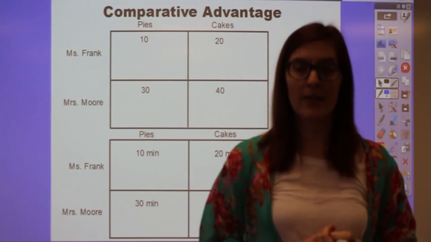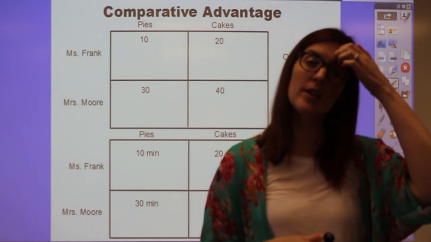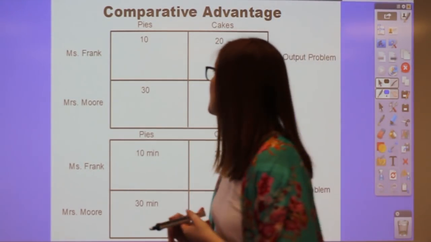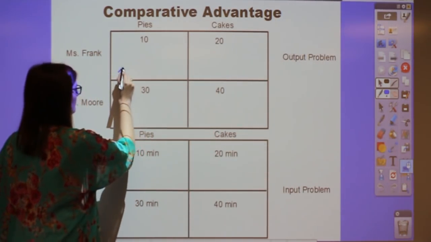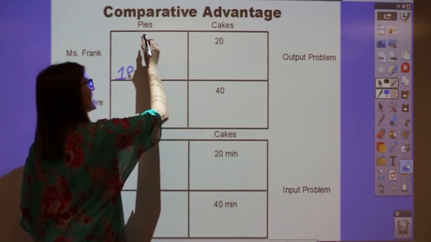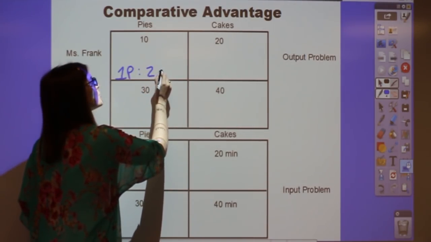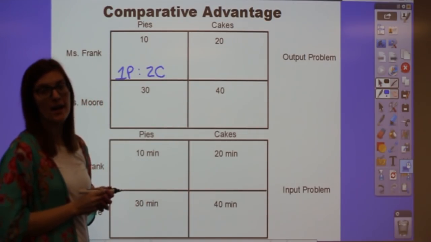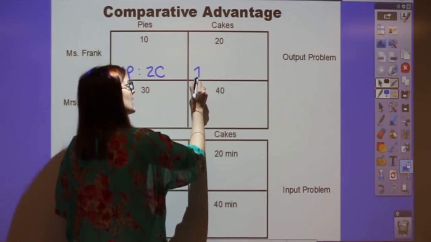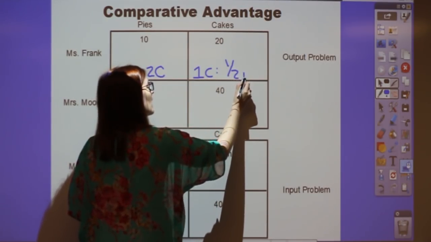So now we're going to do comparative advantage. Comparative advantage measures opportunity cost. And to calculate the opportunity cost for Mrs. Moore and I have a simple system to set up the equation. So for me to make one pie, I divide in an output problem the outside number by the inside number to get the opportunity cost. So I would give up 2 cakes in order to make one pie. That's my opportunity cost. And then I would just switch it around. For me to make one cake, I would give up 10 over 20, 1/2 of a pie.